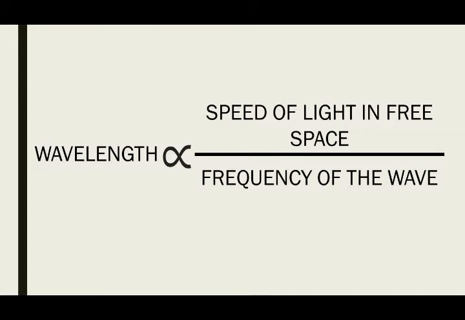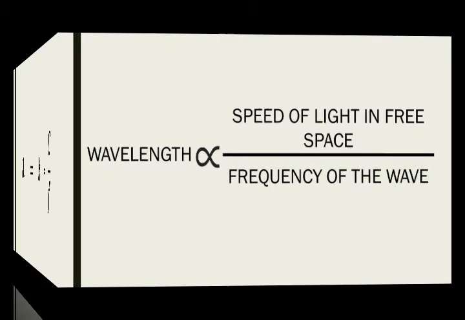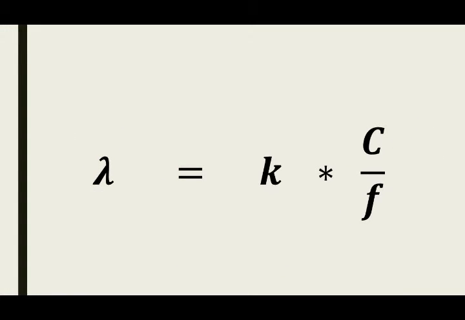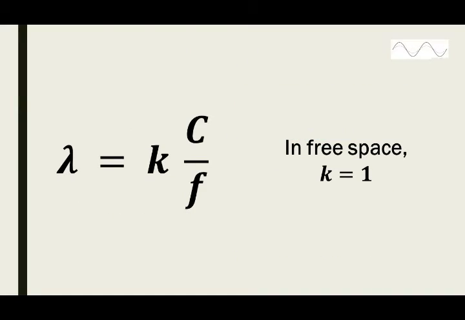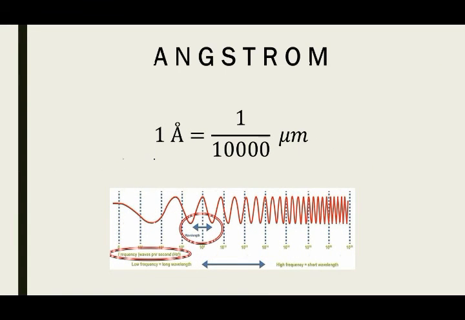Wavelength is the length that one cycle of an electromagnetic wave occupies in space. The length of a wavelength depends on the frequency of the wave and the velocity of light. A wavelength is equal to k times c over f, where k is the velocity factor equal to 1 in free space, c is the speed of light in free space with a value of 3 times 10 raised to 8 meters per second, and f is frequency with a unit of hertz. Frequency is inversely proportional to wavelength, where shorter wavelengths mean higher frequencies and longer wavelengths mean lower frequencies.